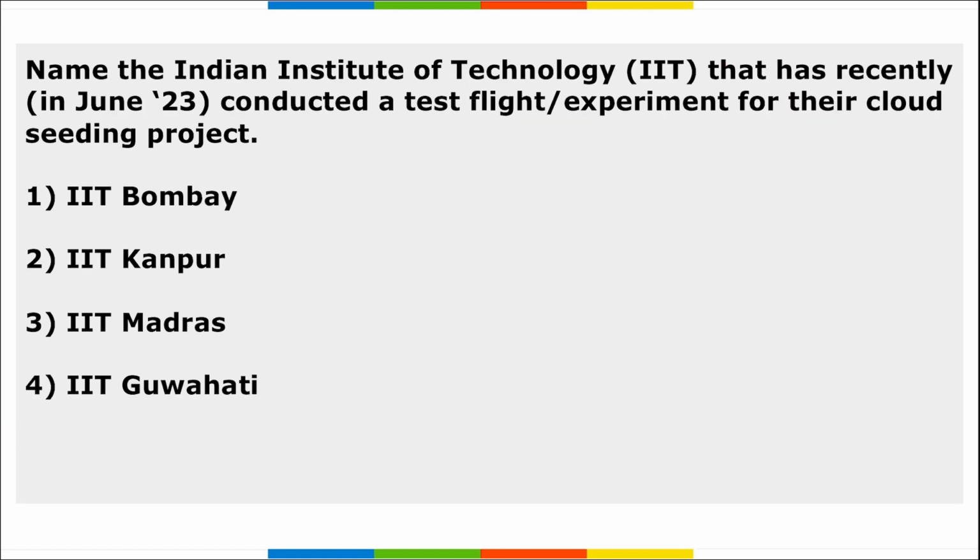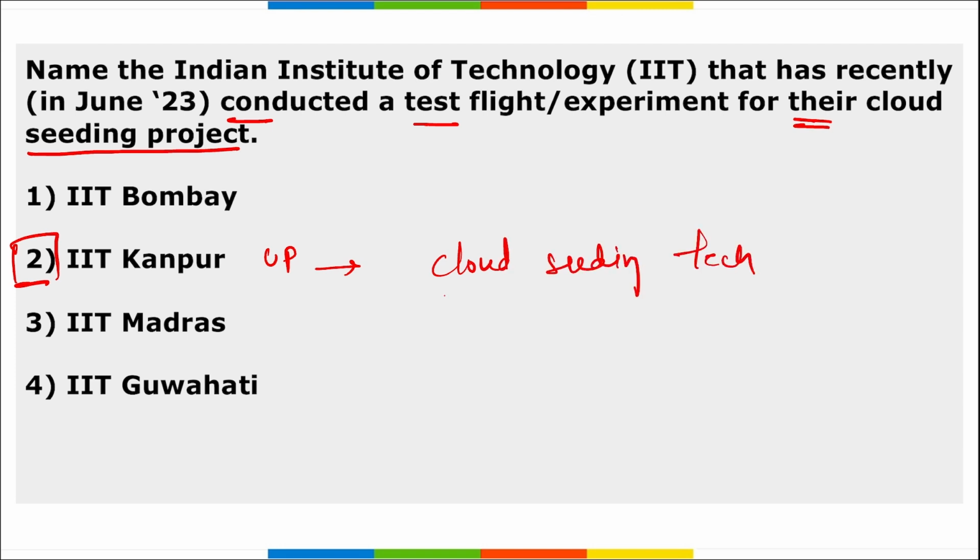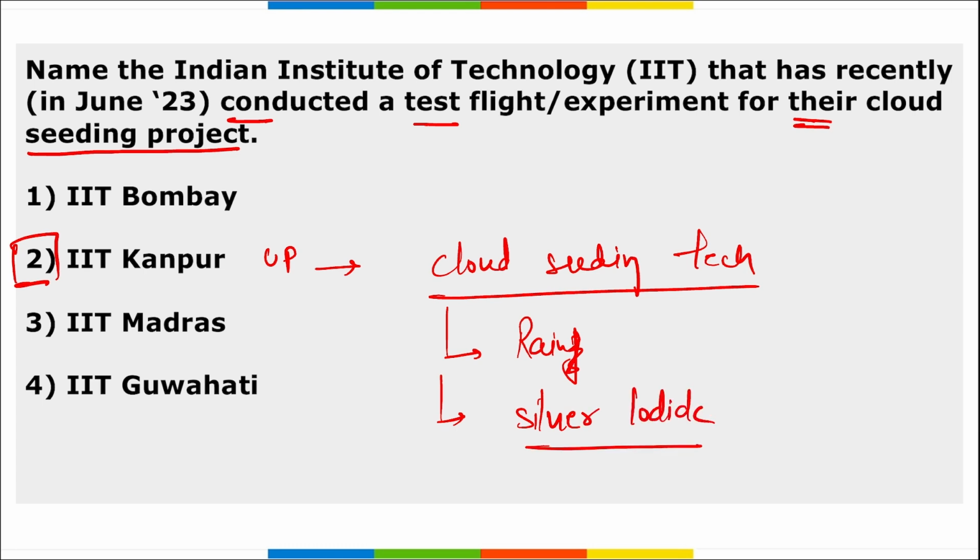Next. Name the IIT that recently conducted a test flight experiment for their cloud seeding project. It is your IIT Kanpur, right? This is in Uttar Pradesh, and they successfully conducted the test flight experiment for their cloud seeding technology. Now, what is this cloud seeding technology that is useful for doing rain, right? With the help of a chemical that is sprayed into the clouds, that is silver iodide. This is sprayed into the clouds.